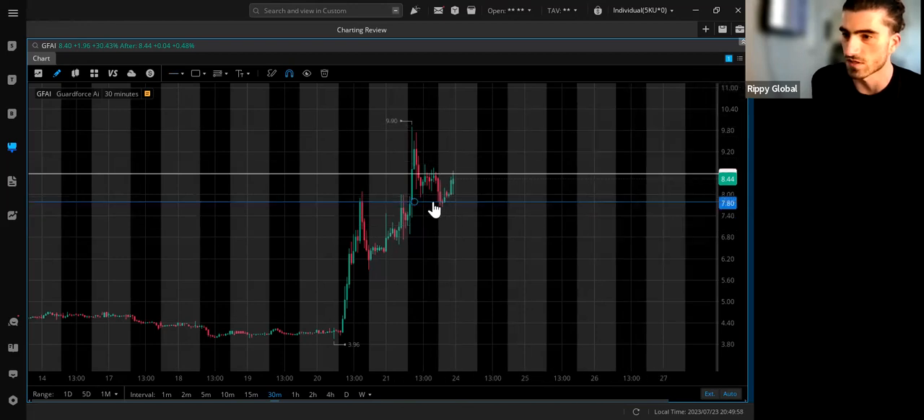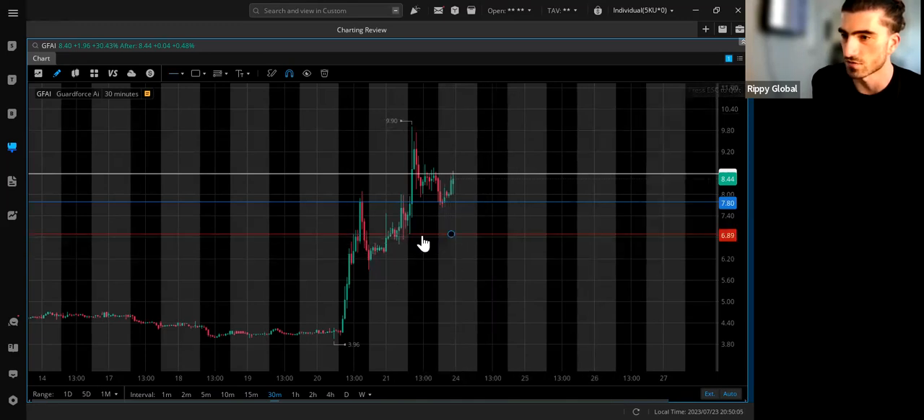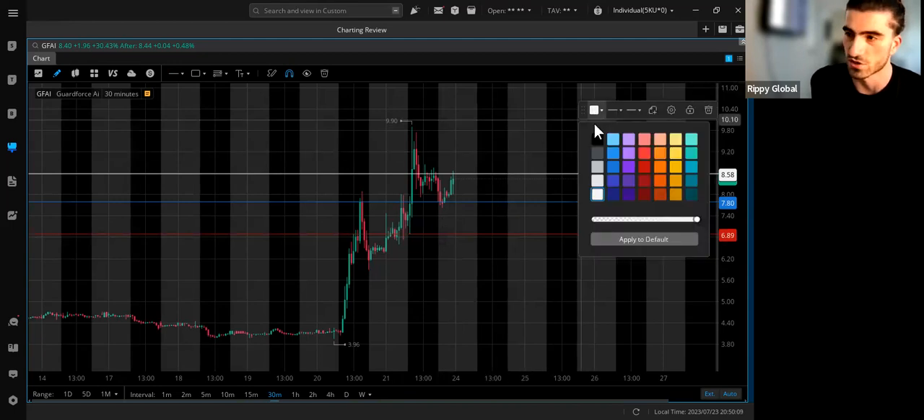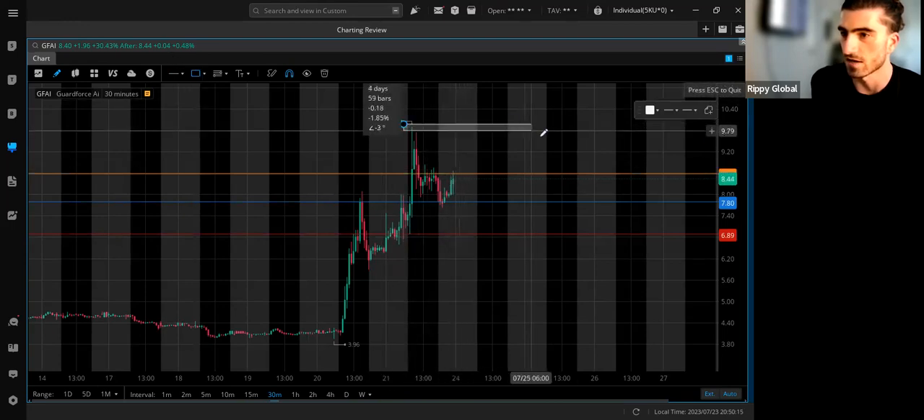So we have the only support. If we break under that, I could see a pullback to roughly $6.90 a share. That's the flush level if it does break under there. For calls, I would look to buy shares on a break and hold above $8.50. Watch out for that Friday tap out at $9.90. That could be a possible reject.